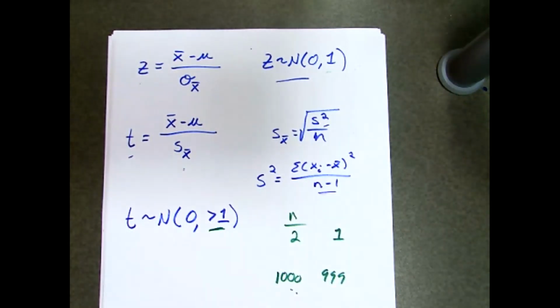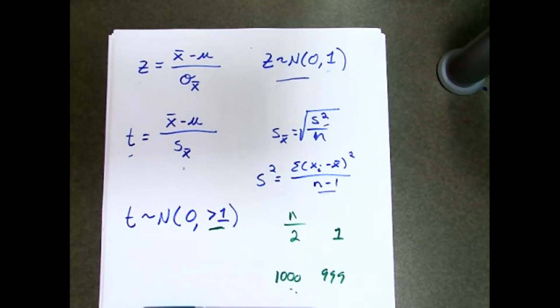So as we have really high sample sizes, we can actually use the standard normal distribution as an approximation for the student t. And usually we say anything over 1,000. And I'll bring this back up again here in a second.